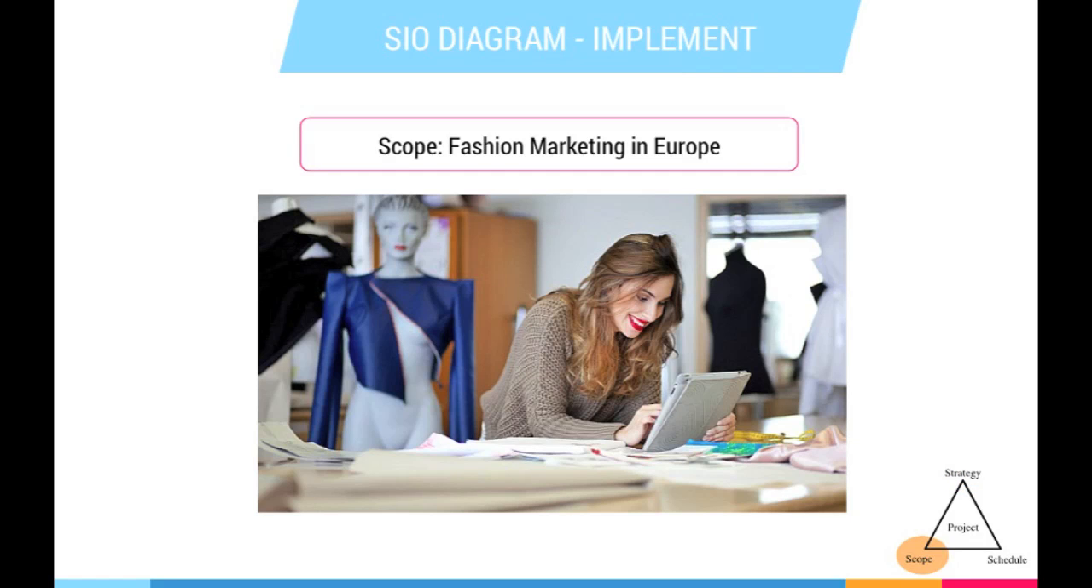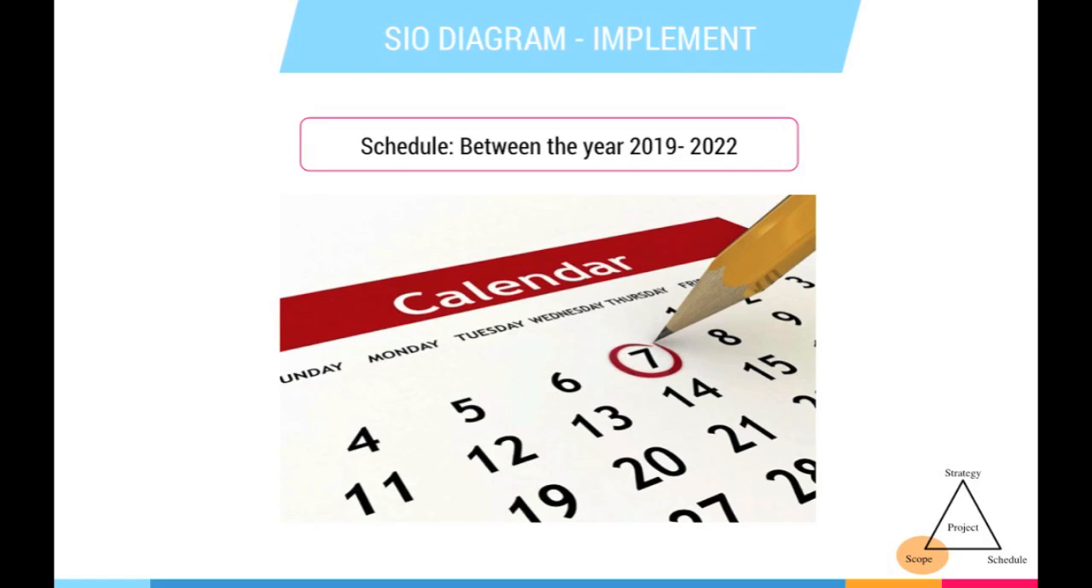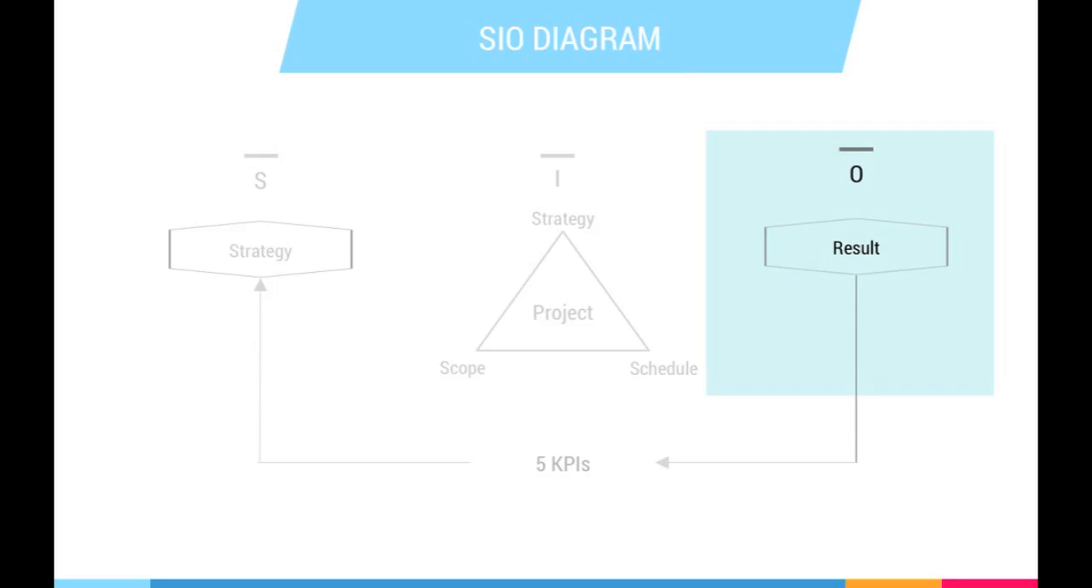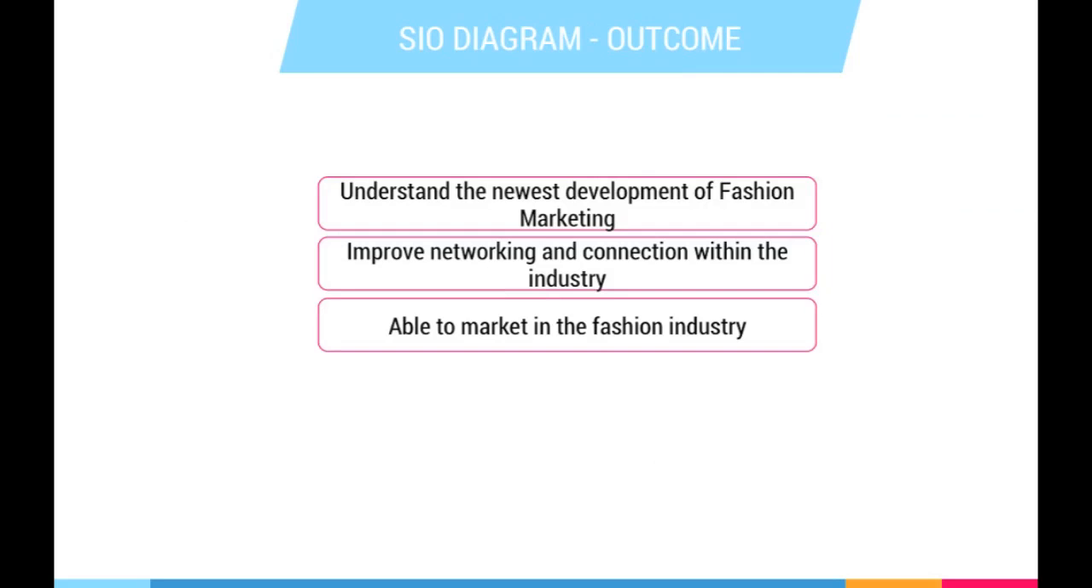While for the scope, of course, I will only focus on fashion marketing and specifically in Europe. And talking about schedule, I hope I can process all of this between the year 2019 until 2020. And lastly, after I strategize and implement, I need to expect the best outcome in this process. Therefore, I expect that I understand the newest developments of fashion marketing and improve networking and connection within the industry, and also I have to have the ability or skill to market in the fashion industry.